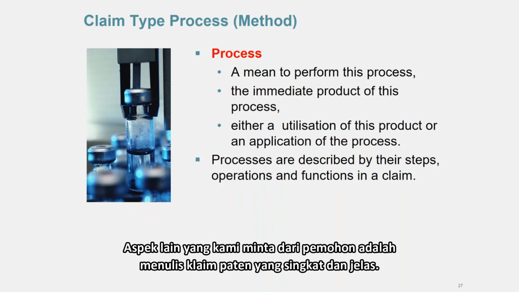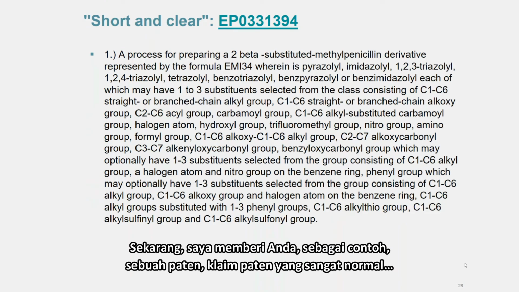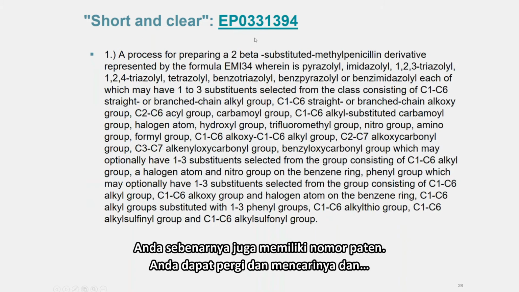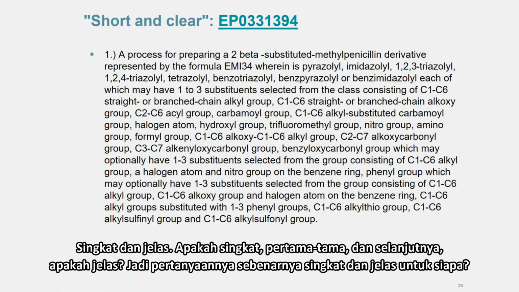Another aspect which we ask from the applicant is to write a patent claim short and clear. Now, I gave you as an example a very, very normal patent claim you might find in different patents. This is actually from these patents, so you have also the patent number. You can go and look for it, and you can read that patent claim and ask yourself, is it really short and clear? Is it short, first of all? And the next one, is it clear?